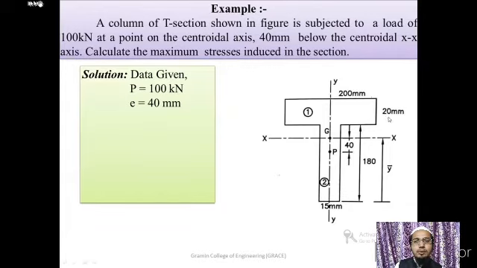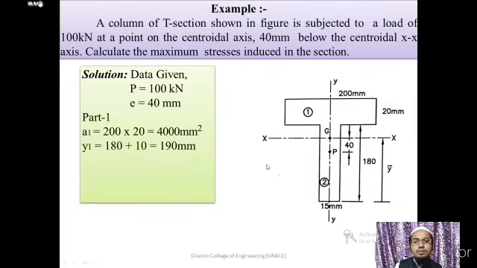Okay, now let's divide this T section into two parts, so that we can easily find the centroidal distance, or distance of the x-axis from the base. So for part 1 let it be flange, and part 2 let it be web. So area of flange will be A1 equals 20 into 200, that is equal to 4000 mm square, and Y1 will be this 180 plus 20 by 2 from the base of the section, which will give 190 mm.